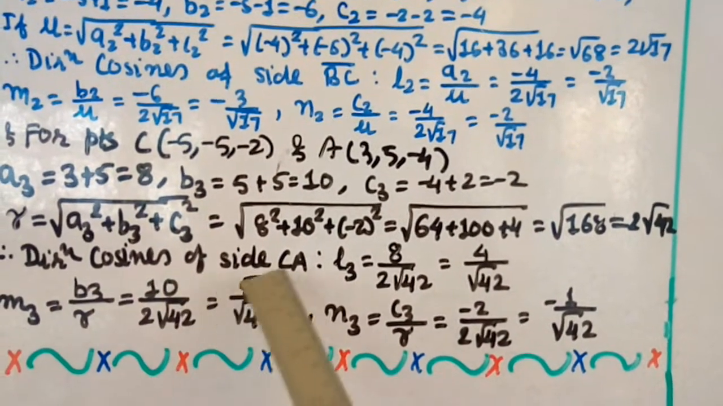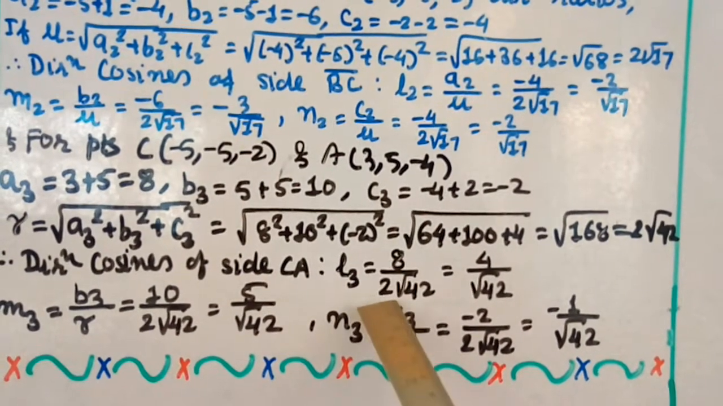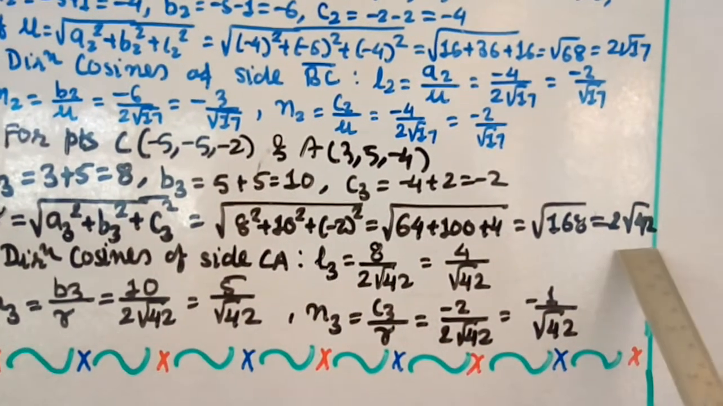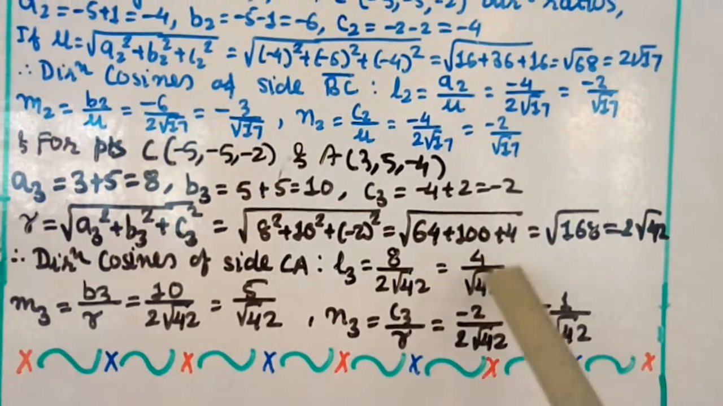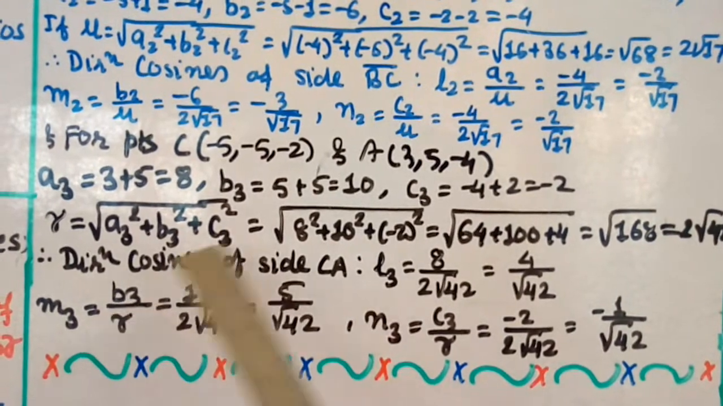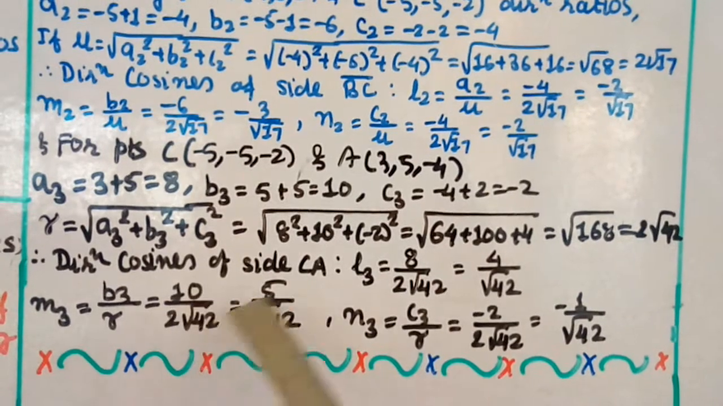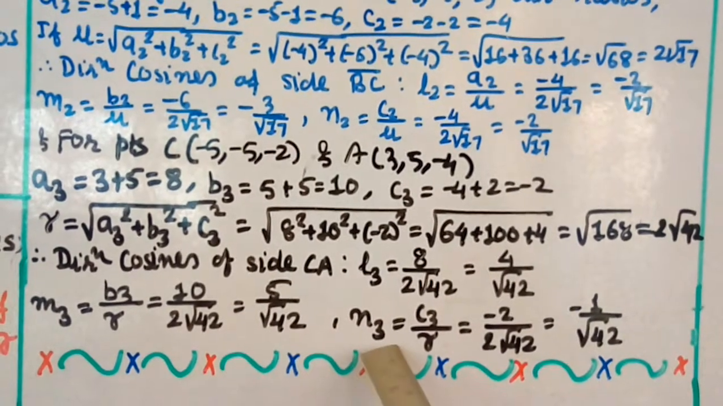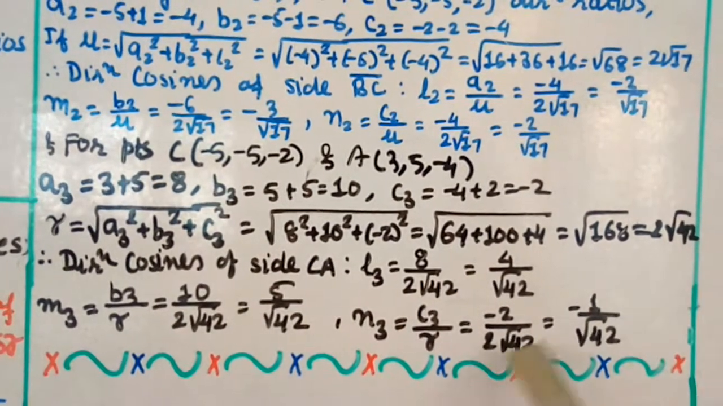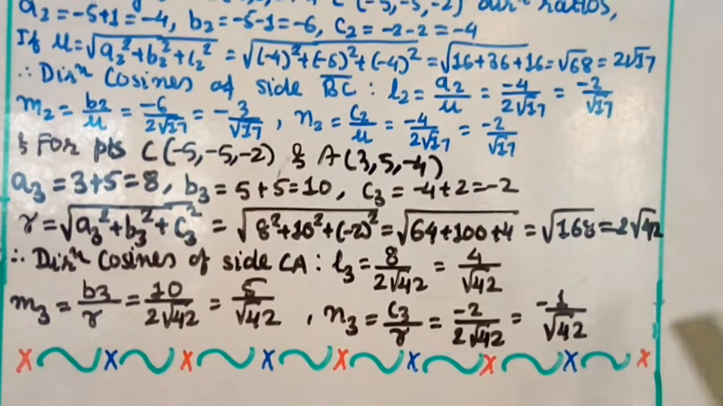Now the direction cosines of side CA: l3 equals a3 by gamma. a3 is 8, so 8 by gamma, where gamma is 2 root 42. Cut by 2, so you get 4 by root 42. Then m3 equals b3 by gamma. b3 value is 10 and gamma is 2 root 42, cut by 2, so you get 5 by root 42. n3 equals c3 by gamma. c3 is minus 2 and gamma is 2 root 42, cut by 2, so you get minus 1 by root 42. So this is for side CA.